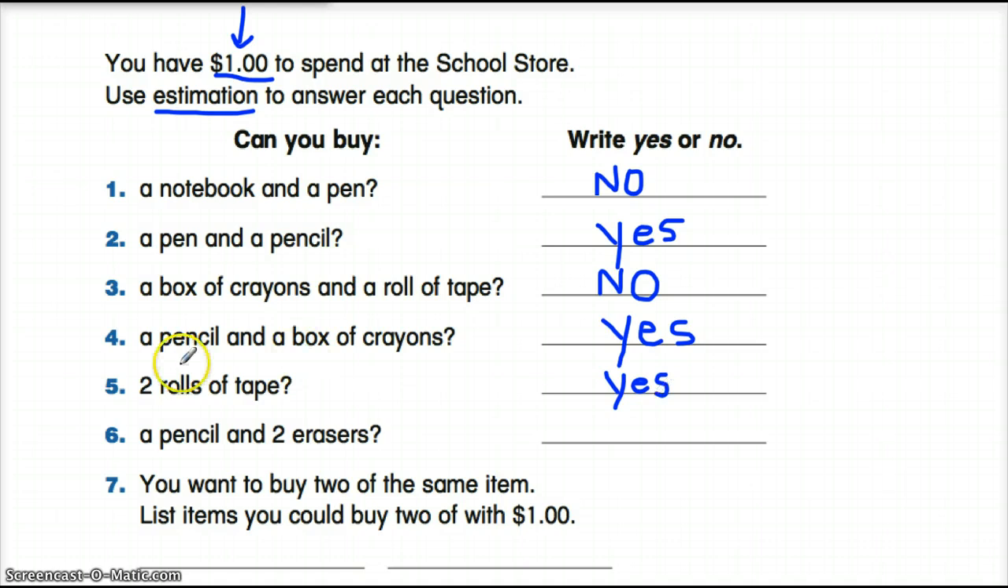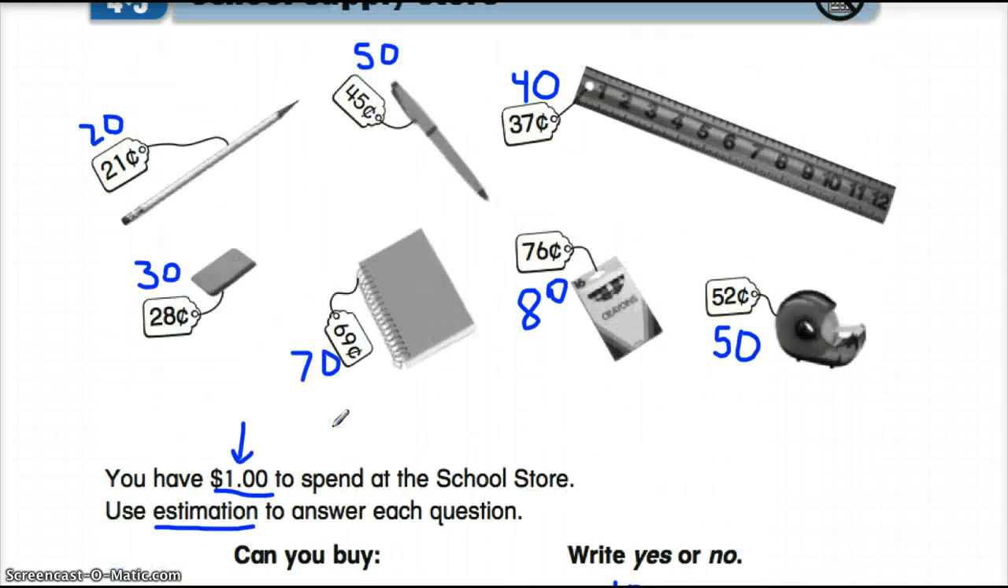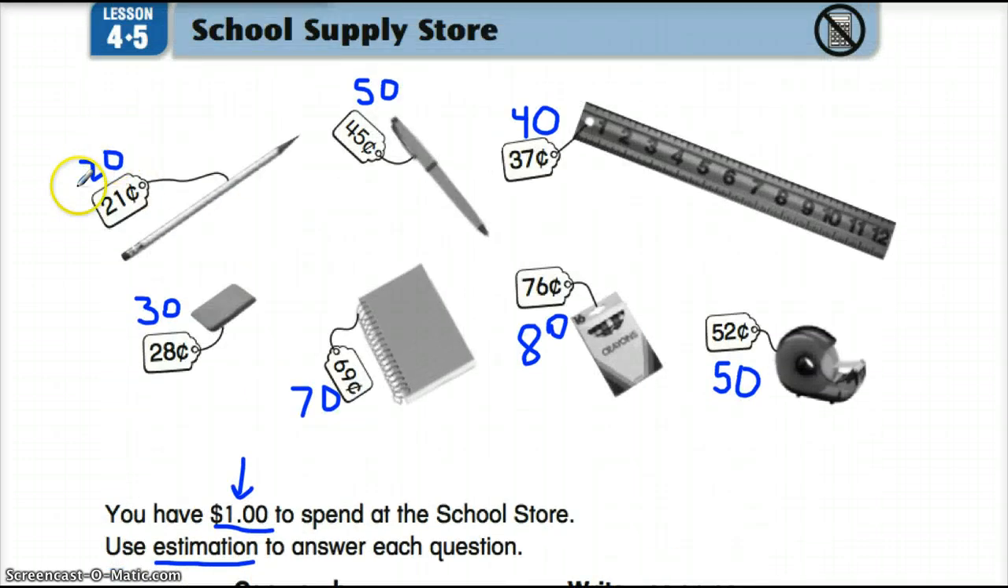Let's take a look at number 6 here. It says, can you buy a pencil and 2 erasers? Now this is 3 items. So we have a pencil for 20 cents and then 2 erasers. Now we could either say that's 30 cents and 30 cents, or I could add that 30 and 30 together and say that 2 erasers would be 60 cents. So 60 plus 20.